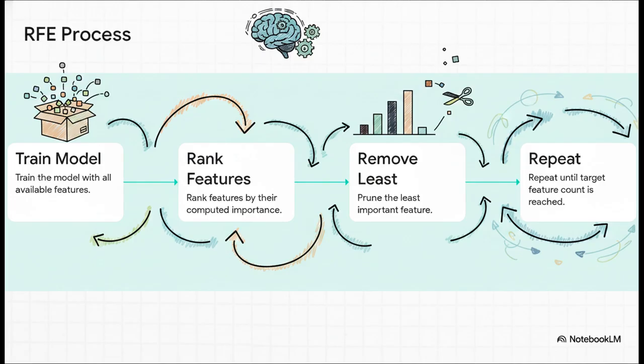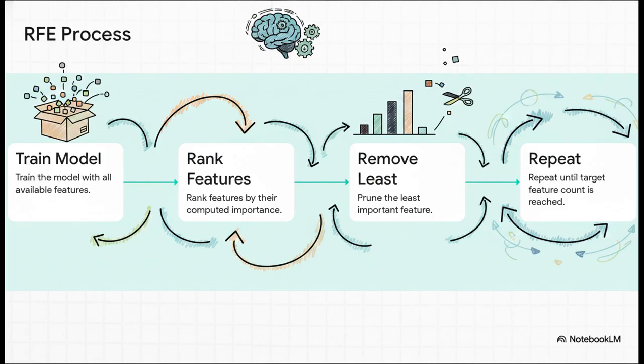You start by training the model with every single feature. Then, you rank them by importance, maybe by looking at the coefficients if it's a linear model. Next, you chop off the absolute least important feature. And here is the magic step. You don't just keep chopping based on that very first ranking. No, you repeat the entire process.